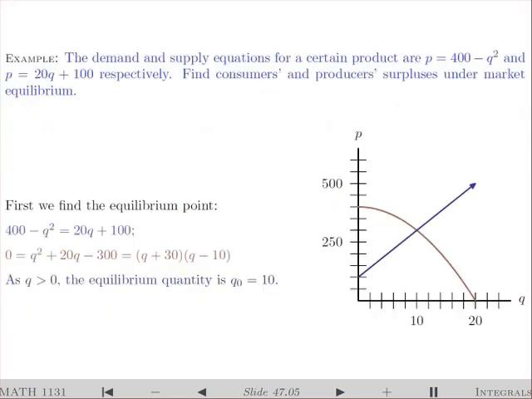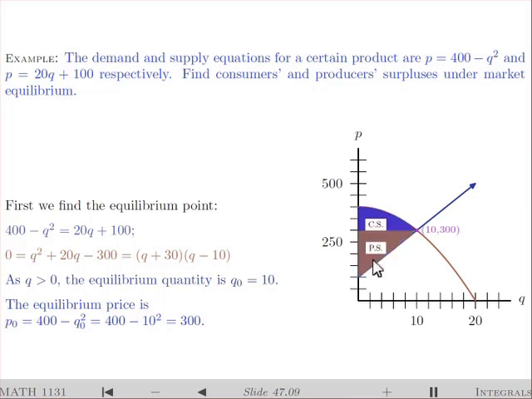So let's go ahead and do that. Substitute Q naught in any of the two equations, it doesn't really matter which, and calculate P naught. If I use the demand equation, I would get 400 minus 10 squared, which is 300. If I had used the supply equation, I would have gotten 20 times Q naught plus 100, 20 times 10 plus 100, which is also 300. So that point is (10, 300). That is in fact 10. And this is 50 after 250. So 250 plus 50, which is 300.